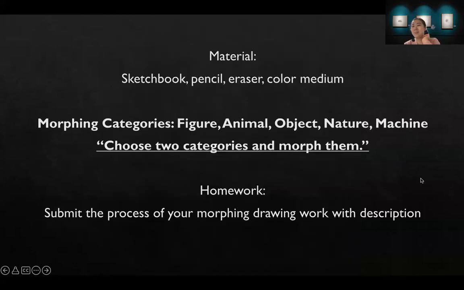So, all right, you can guess what we are going to do now, right? You will need a sketchbook, pencil, eraser, and any color medium you have for this project. There are 5 categories: figure, animal, object, nature, and machine. So please choose at least 2 categories and morph them. For example, you can choose a human being as a figure and a horse among animals for your morphing drawing.